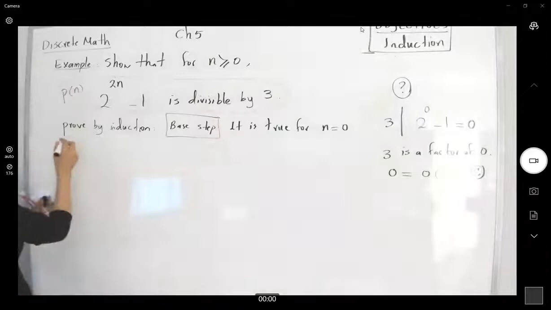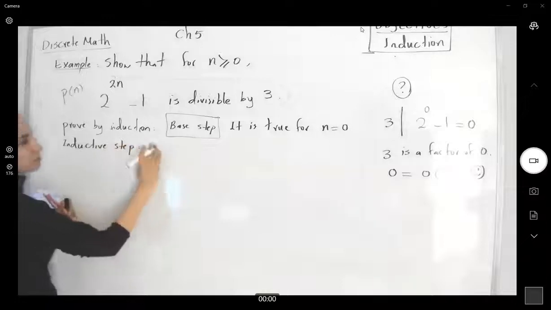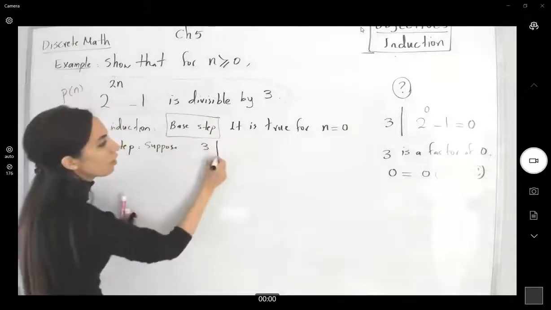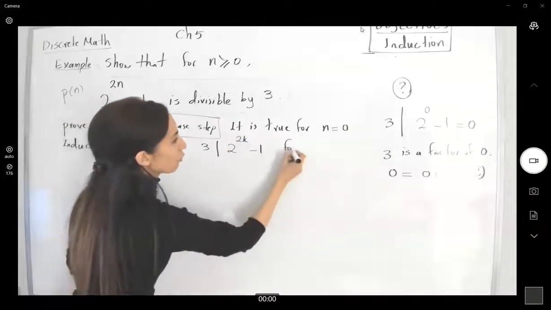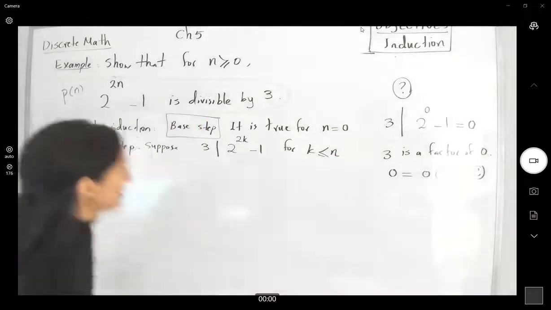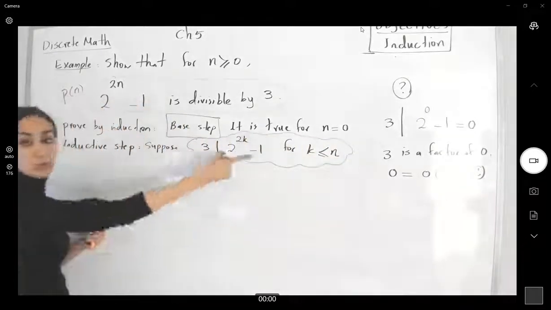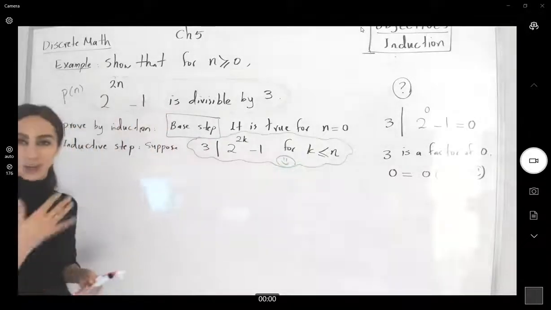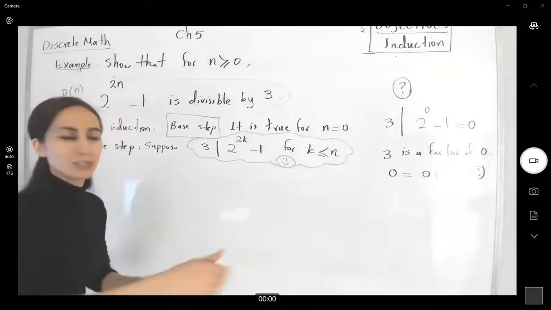Inductive step. Inductive step says, suppose 3 divides 2 to 2k minus 1 for all k's less than or equal to n. Again, we're going to put this in green because this is true and we're going to use this. This is true. Now, our job is to prove this for k plus 1, the next number, like a domino.